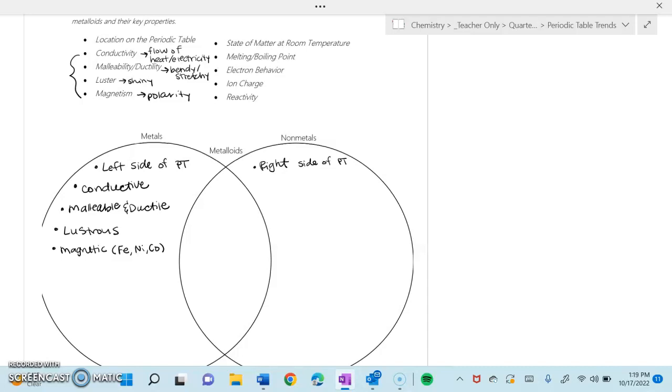So in a similar fashion, you'll find that the nonmetals are opposite in all of these properties. So nonmetals are poor conductors, or sometimes we call them insulators, meaning they do not conduct electricity or heat. And rather than being malleable and ductile, they are what we call brittle. So they are quick to shatter and break. They are not shiny. Instead, we would say they are rather dull. And they are not magnetic.